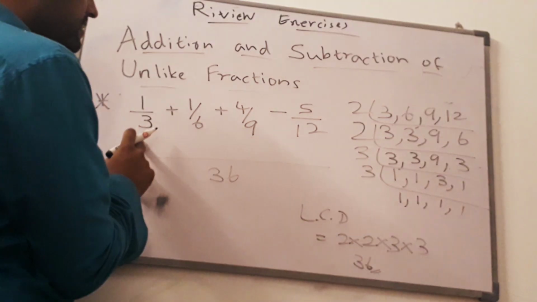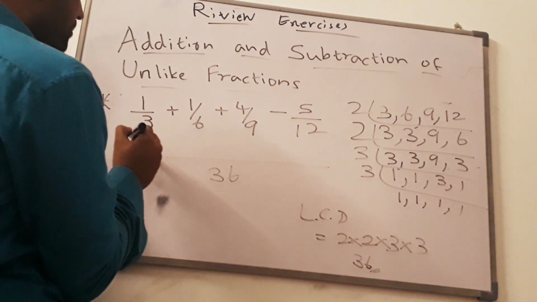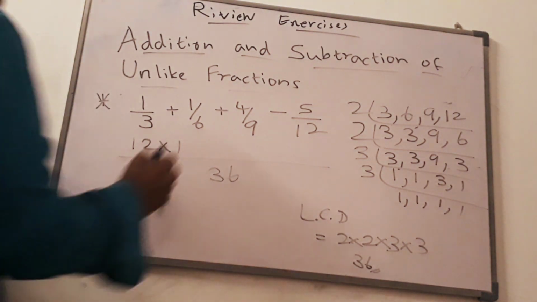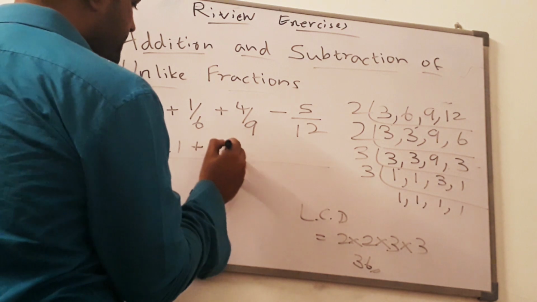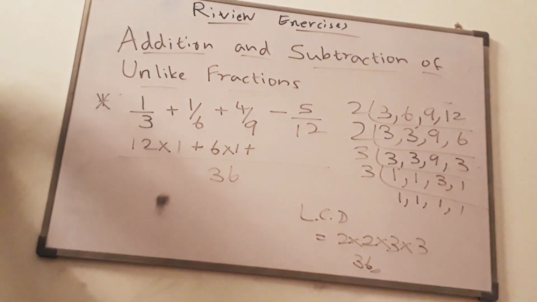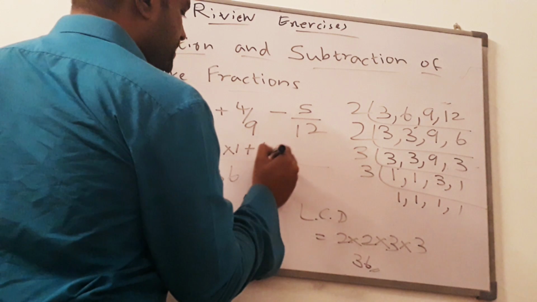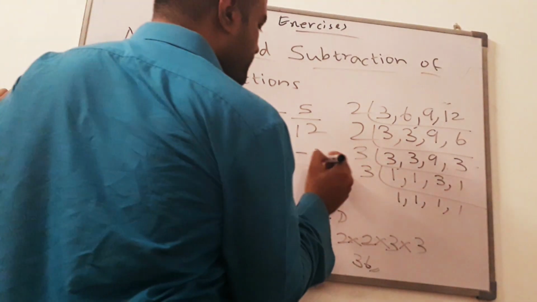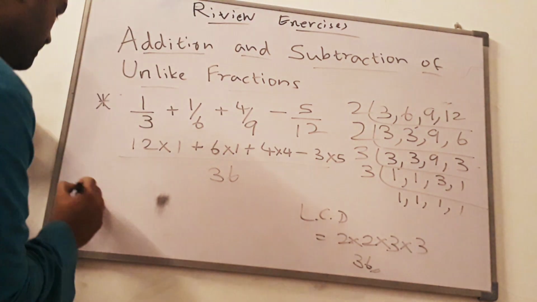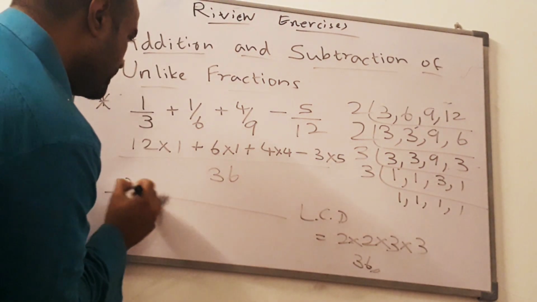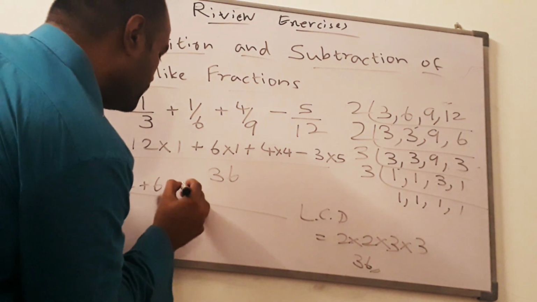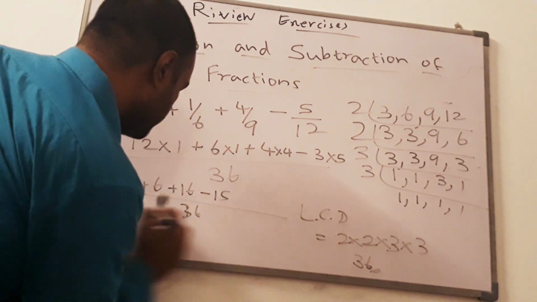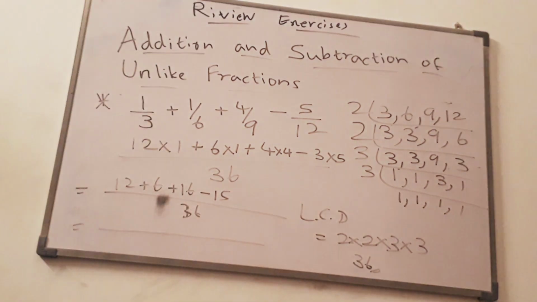How many 3's? 3 times 12 is 36. So 12 times 1. How many 6's? 6 times 6. So it is 6 times 1. How many 9's? 9 times 4 is 36. So it is 4 times 4. How many 12s? 3 12s, so it is 3 times 5. 12 times 1 is 12, 6 times 1 is 6, 4 times 4 is 16, 3 times 5 is 15, over 36. So it will be 12 and 6, 18.